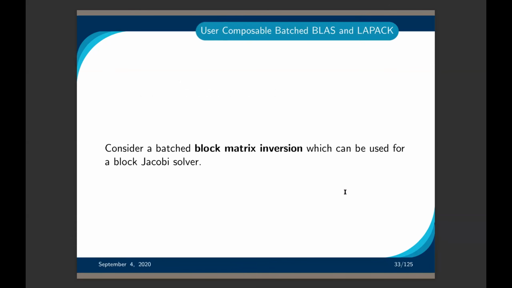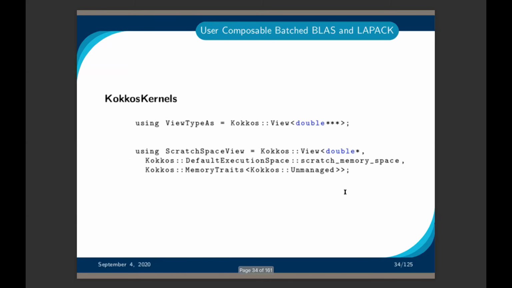So now we are giving some examples. Consider a block Jacobi preconditioner. This is simple: we want to invert a large number of small block matrices. For the notation that we are going to use in the next slide, we are using the view type AS, and then we are using this scratch space. Scratch space comes either from the GPU programmable cache, or it can come from the global DRAM memory.